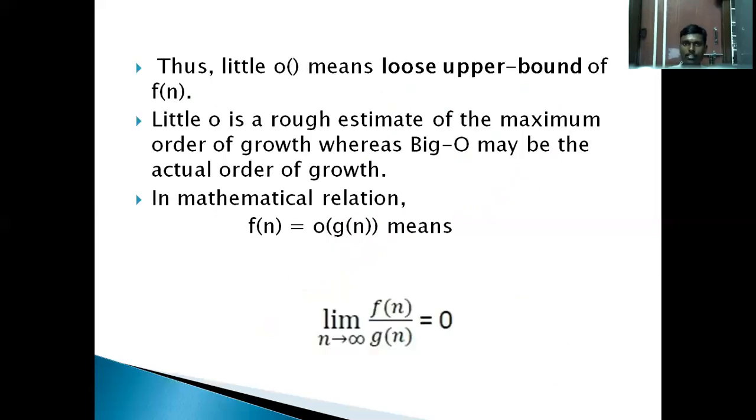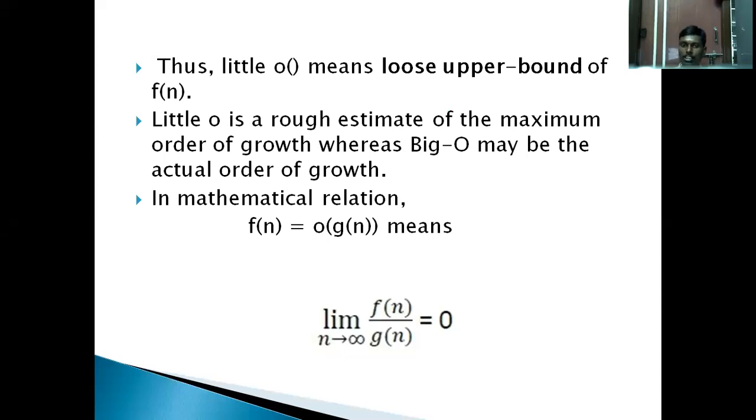Thus, little o means loose upper bound of f of n, which I said before. Little o is a rough estimate of the maximum order of growth, whereas big O may be the actual order of growth. This is the difference between little o and big O notations: big O notation is the actual order of growth, whereas little o is a rough estimate of the maximum order of growth, which is an approximate notation, which is not clearly mentioned.